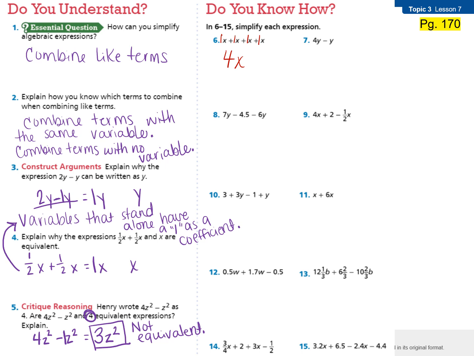Number 7, put a 1 in front of your y. A 4y minus a 1y would make a 3y. Number 8, underline your like terms. So you have a 7y minus a 6y. This one does not have a y, so it's not part of those two. 7y minus 6y would make 1y. Remember, I could just write a y because you should know that technically there's a 1 in front of it. Then get rid of your values and do minus 4 5/10.